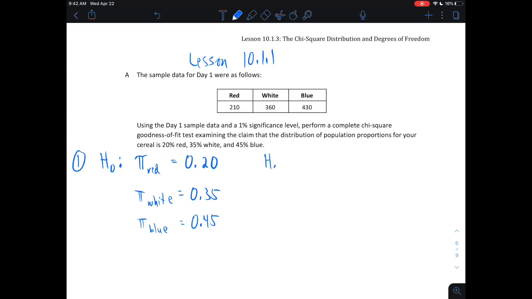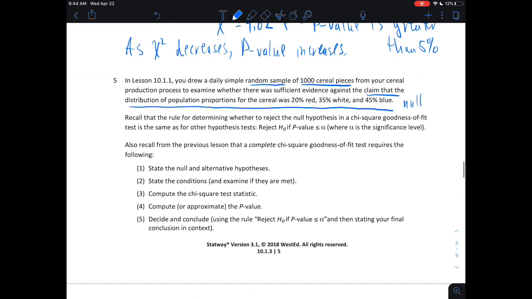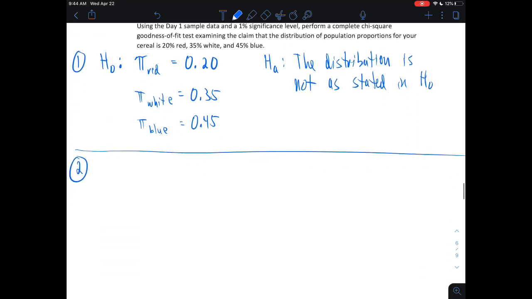And then our alternative hypothesis, like we saw in the previous lesson, we would say the distribution is not as stated in the null hypothesis. Remember, there were 3 options for that. I'll usually be gravitating towards that one. So step 2, we need to take a look at the conditions. First of all, in what was given in number 5, we did have a random sample of 1,000 cereal pieces. So we have a random sample.